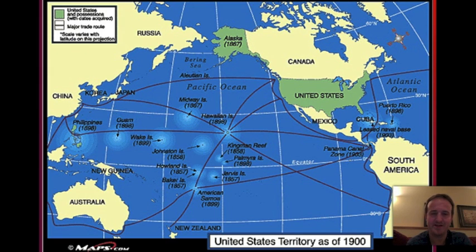Those last three that I mentioned, they are all part of the Spanish-American War. And along with some of these other islands you see in the Pacific Ocean taken by the United States, you start to see this trend that the United States is starting to move away, or not move away, but move into becoming a global power.